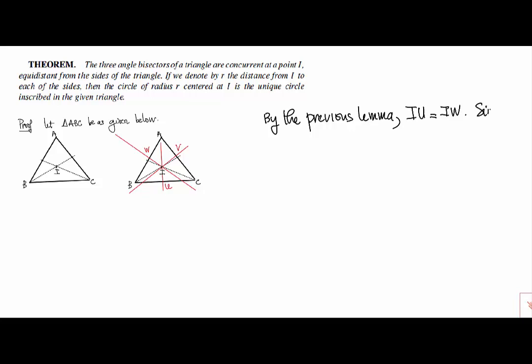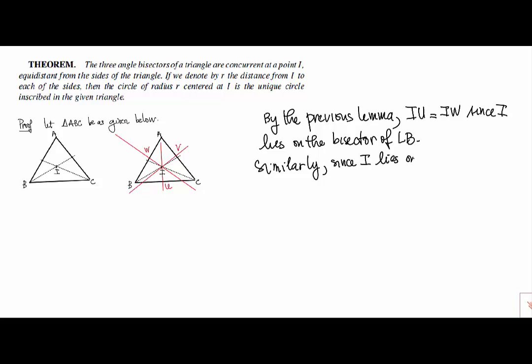Next, this is the case since I lies on the bisector of angle B. Now, similarly, since I lies on the bisector of angle C, then we can see that IU must be equal to IV.